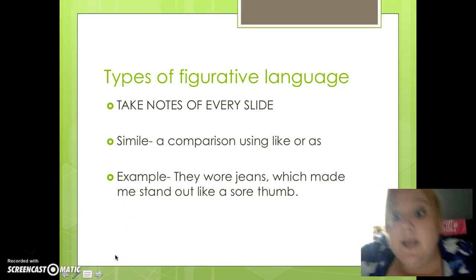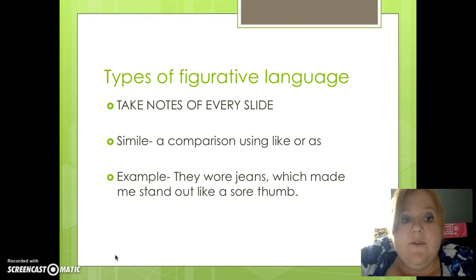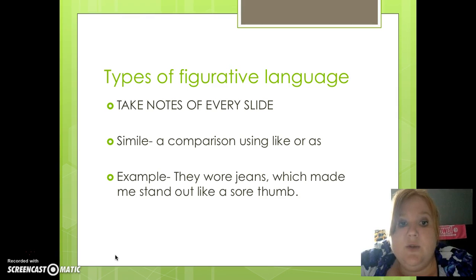Again, here's a reminder to take notes on every slide. First thing we're going to be reminded of is a simile, which is a comparison using like or as. For example, they wore jeans, which made me stand out like a sore thumb. So basically taking two objects or two certain items and comparing them.